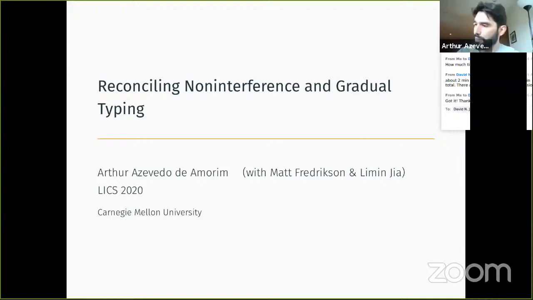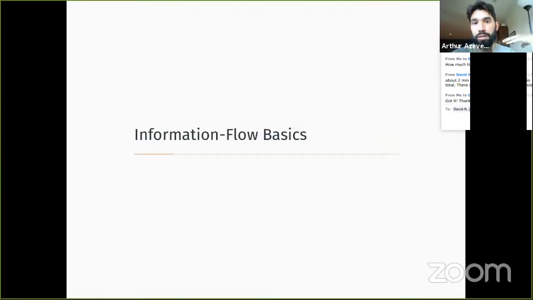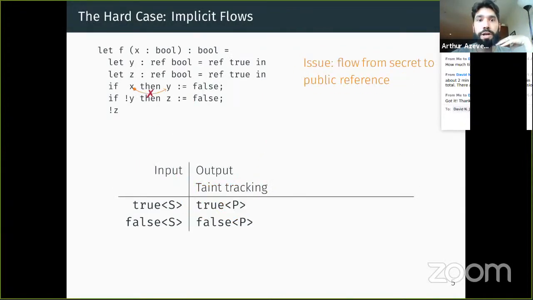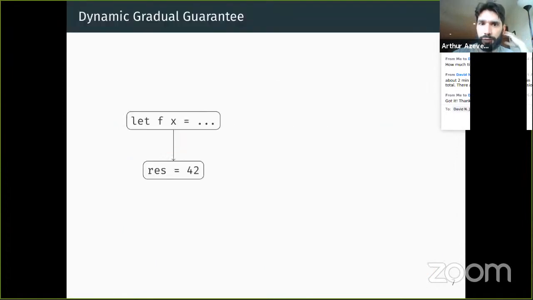All right, cool. So I'll give you a quick overview of this work that we've done. As the title says, this work is about trying to reconcile non-interference as you find in languages for information flow control like JIF and FlowCaml with this novel idea of gradual typing that tries to combine the best of both dynamic typing and static typing. So what's the deal here? Well, in the gradual typing literature, people have converged on a set of soundness criteria that gradual languages should ideally satisfy. One of these criteria is the dynamic gradual guarantee.